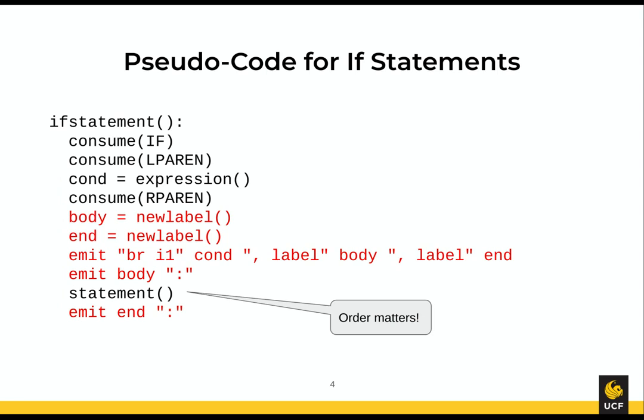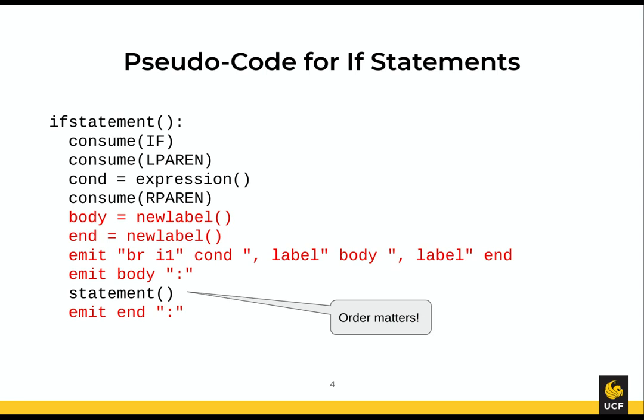And as I've said before, I strongly recommend getting the parsing working correctly first. If the parsing's not working, the code generation is absolutely not going to work. So make sure the parsing is working 100% correct before starting to add the code generation stuff. And so now the code generation for the pseudocode works like this. We create a couple of new labels, one for the body and one for the end. And then we emit our branch.